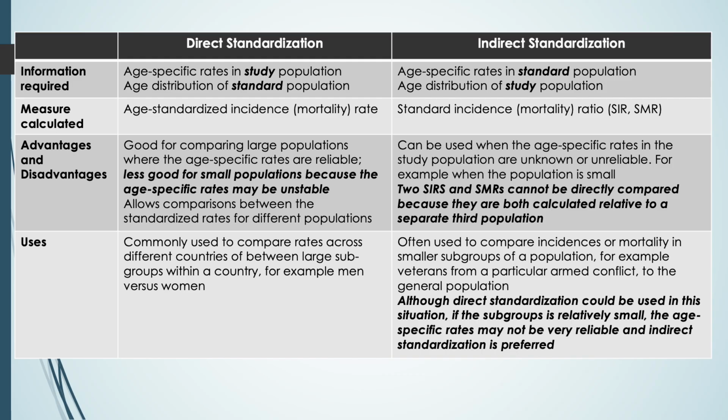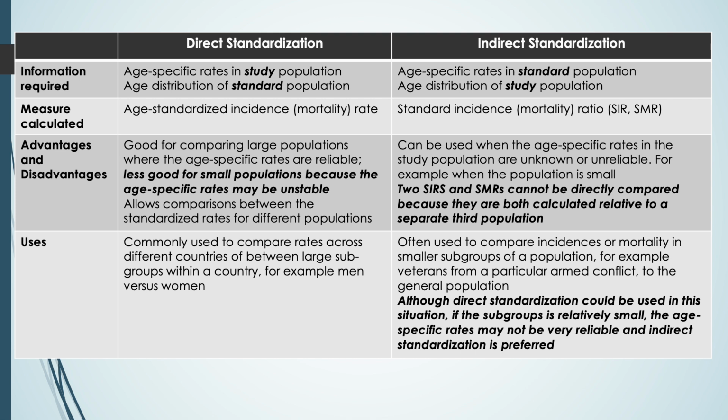Here we have a table summarizing the differences of direct and indirect standardization. Let us start with the information required in direct standardization: age-specific rates in study population and age distribution of standard population. And we have this interchanged in the indirect standardization, wherein age-specific rate in standard population as well as age distribution of the study population are both required.